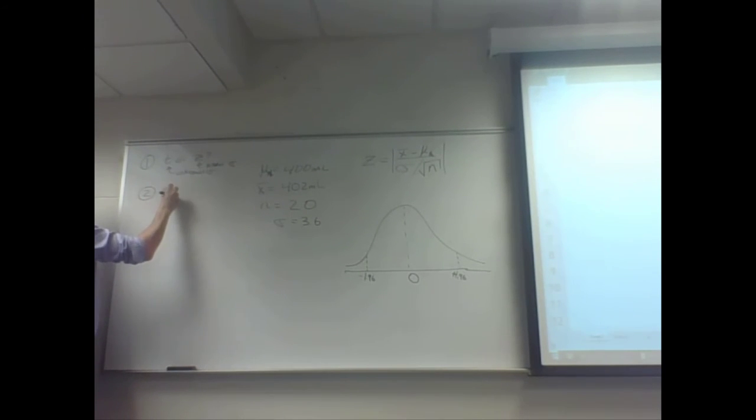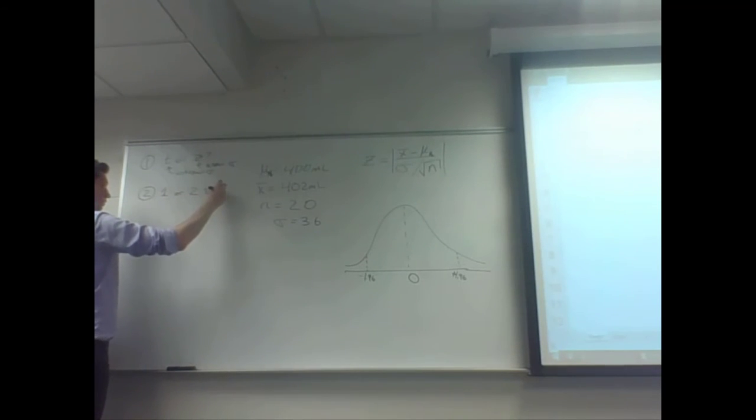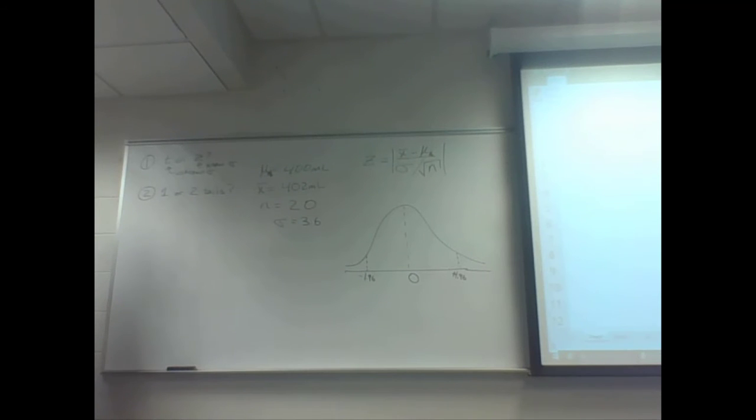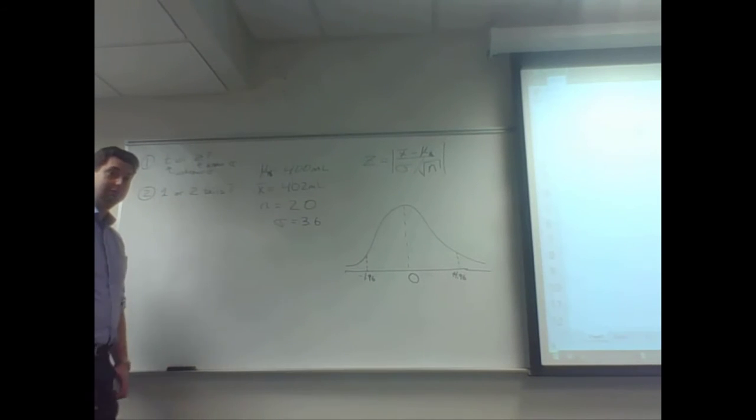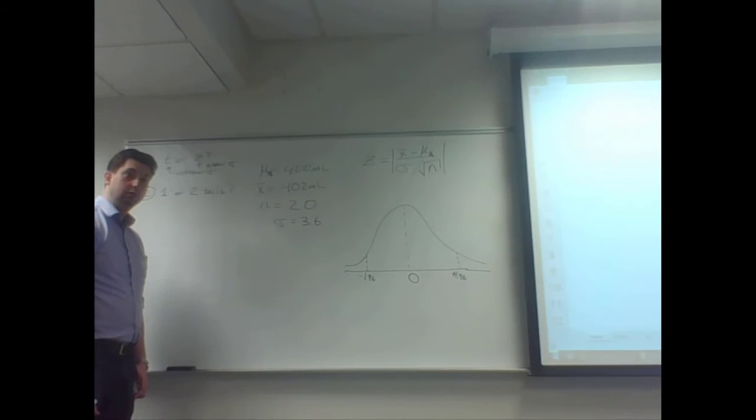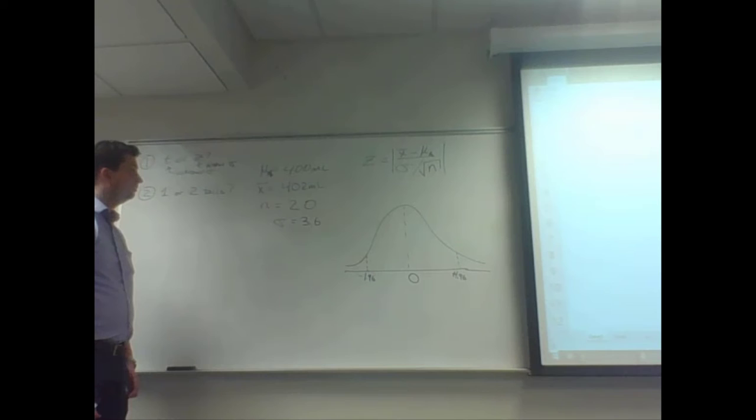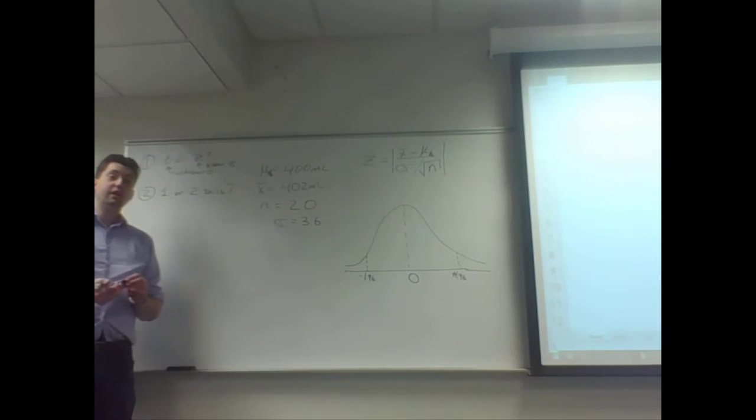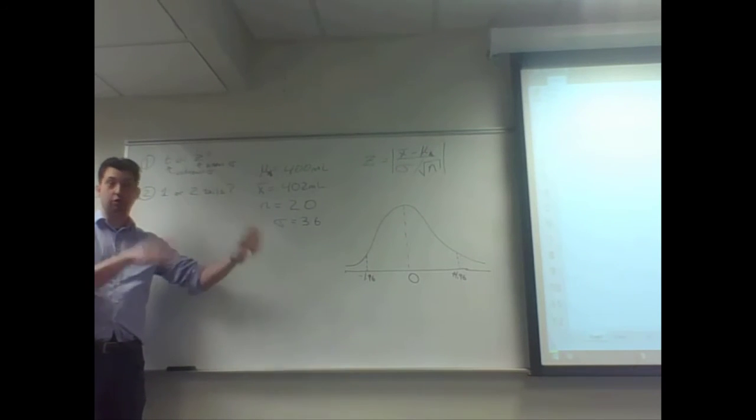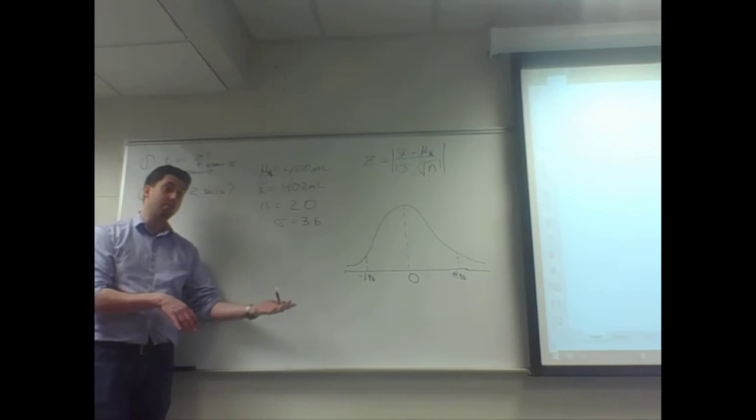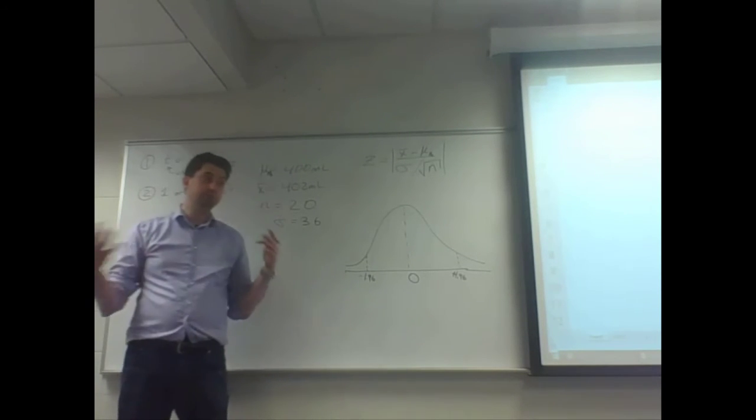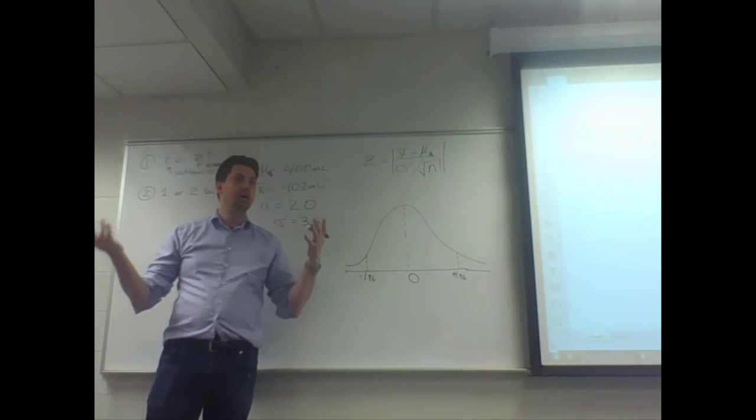2. Is it 1 or 2 tails? Is this a 1 or a 2-tail test? It's a 2-tail test, right? Why do you know it's a 2-tail test? In other words, the machine isn't working properly if it's putting too little ketchup in. But it's also not working properly if it's putting too much in. So either one is bad. We're testing for unusualness, and that is a 2-tail test.